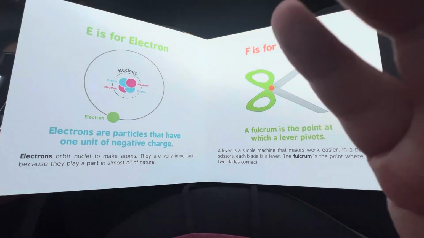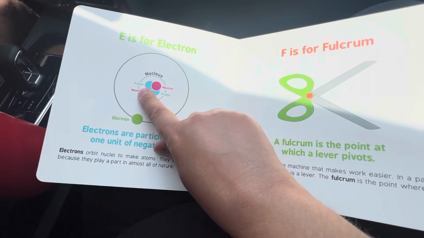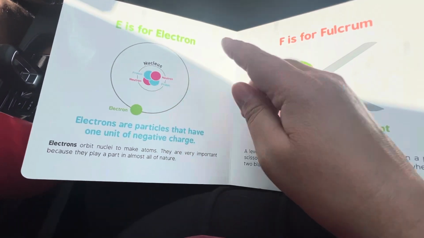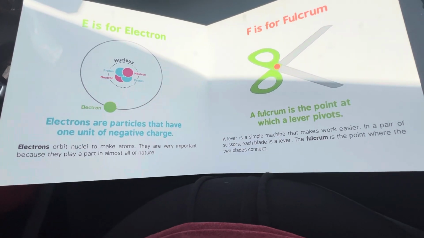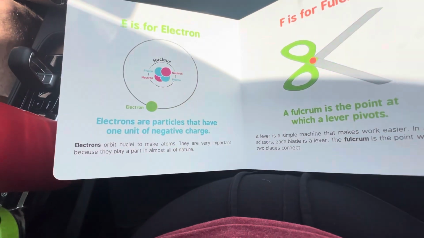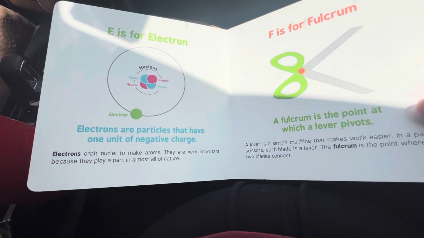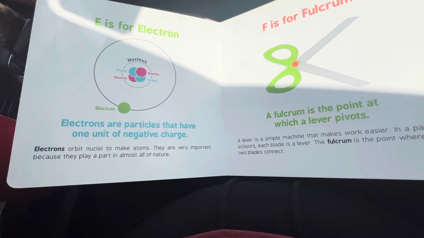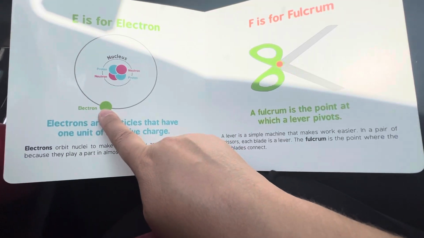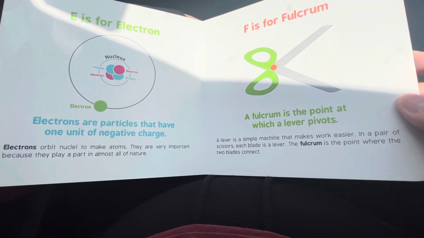E is for electron. Here's a nucleus, and it's got protons and neutrons and electrons. Those are the ones on the outside. Electrons are particles that have 1 unit of negative charge. Electrons orbit nuclei to make atoms. They are very important because they play a part in almost all of nature. It's true. The electrons are what determine how that's going to bond with other chemicals.